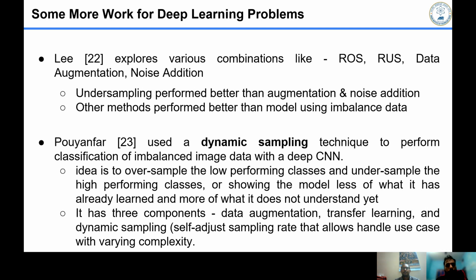Lee explores various combinations like random oversampling and random undersampling, with a combination of data augmentation, addition of noise, and also building the model on the imbalanced data set. The research showed that the undersampling approach performed better than augmentation techniques and noise addition techniques. However, all the methods performed better than training a classifier on imbalanced data alone.